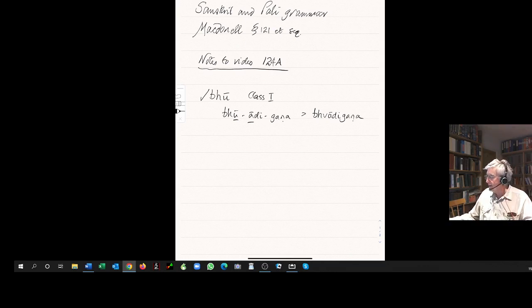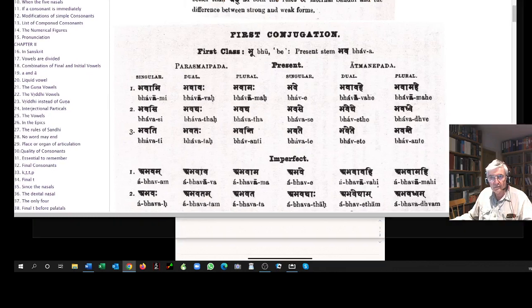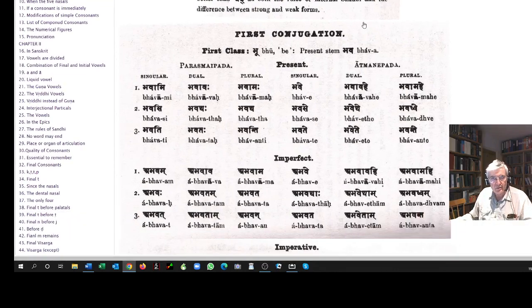The bhavadi gana, you add on the terminations. I'll recall the terminations that we know, the mi, si, ti, and so on. We'll just look at the ti and te, but all of the other endings you just add onto the modified root. What's happened here? Why is it bhavati? Bhavate. Now I'll tell you why.